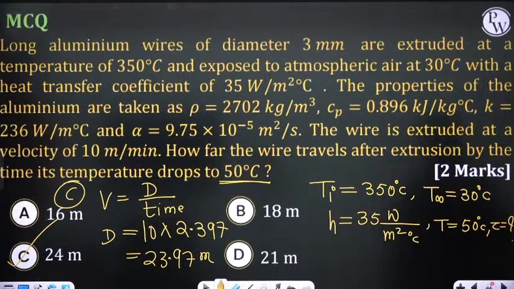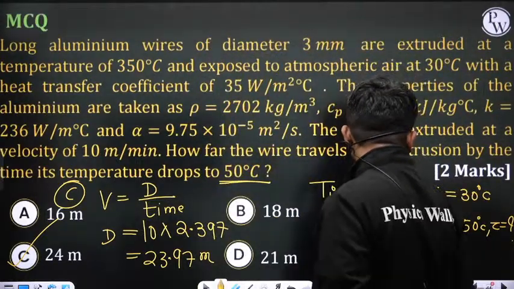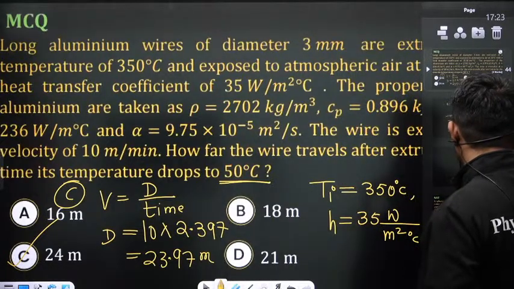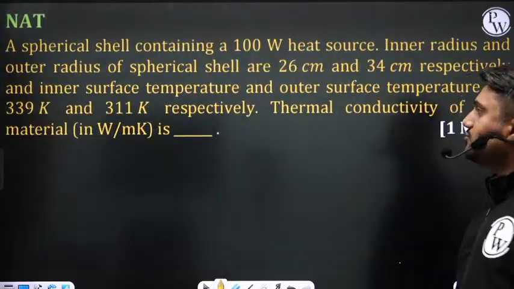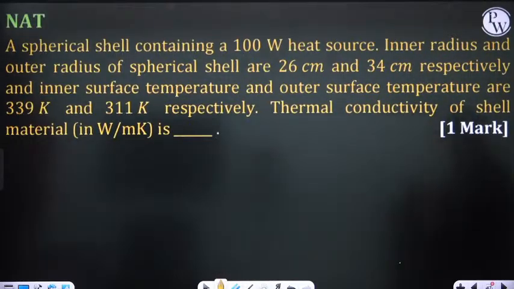Okay, what is the correct answer? The correct answer is C. C for Chennai. C is the correct answer. Okay, is it clear? Okay, now come to the next problem. See the next problem.